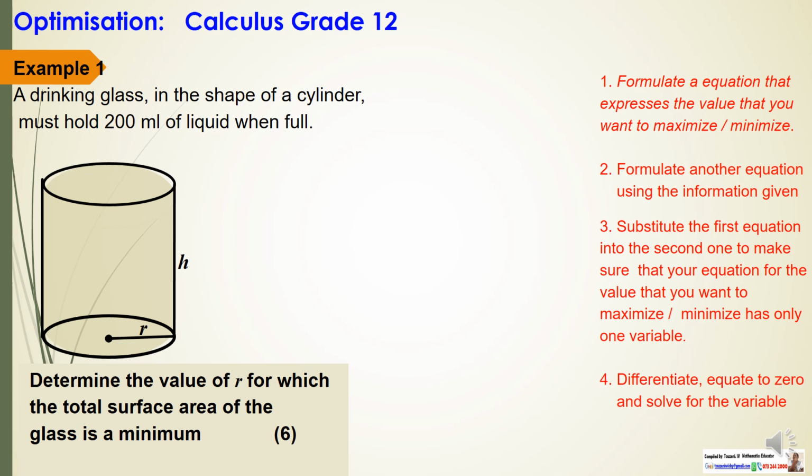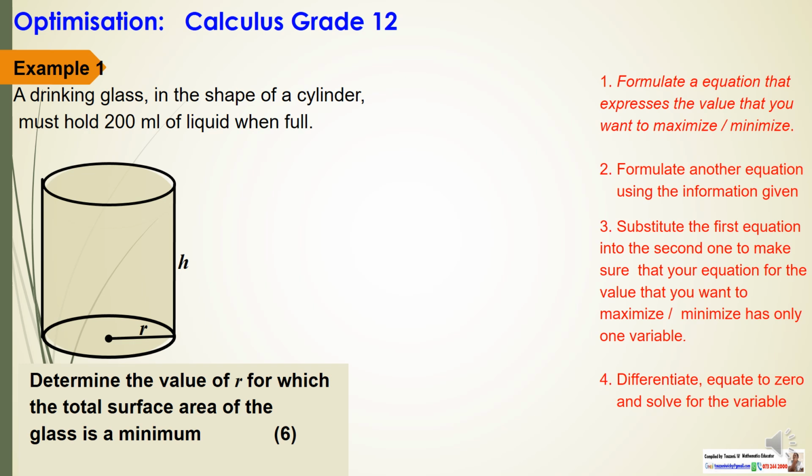This is a question on optimization, mathematics grade 12, paper 1. A drinking glass in the shape of a cylinder must hold 200 milliliters of liquid when full. Determine the value of R for which the total surface area of the glass is a minimum. That is what we need to do.